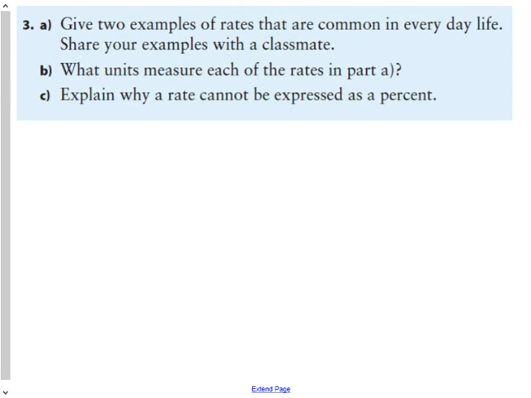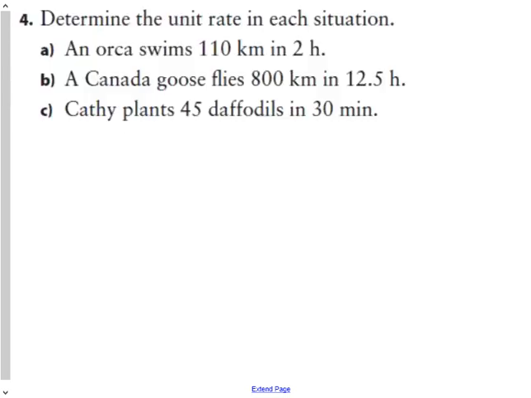What's the next question we had to do? Question 4. Thank you. Question 4 is to determine the unit rate of each situation. Now, it is possible to do either kilometers per hour or hours per kilometer. Both of those we can create into unit rates. But given that there are two different rates you can make from it, you must choose the best rate, or the most common rate, and therefore kilometers per hour would be the more common one, or rate of speed.